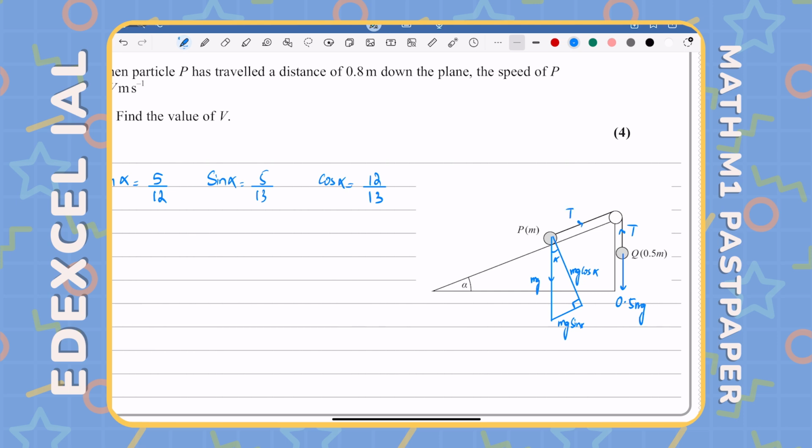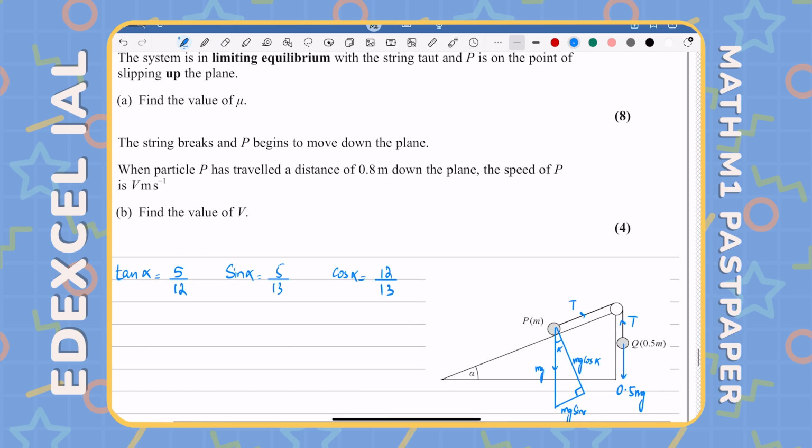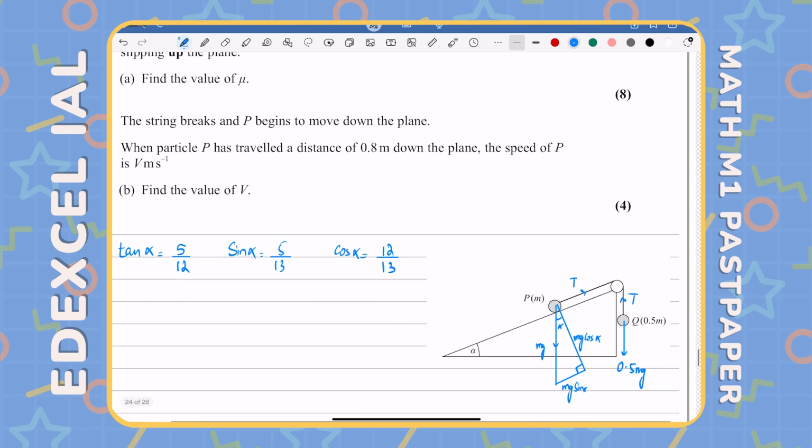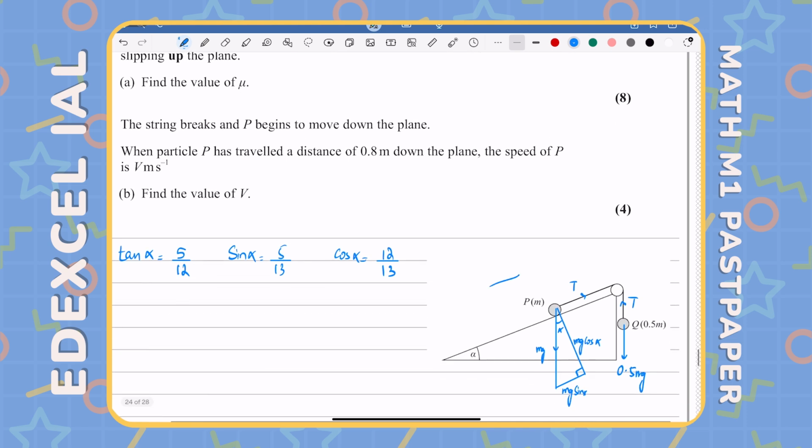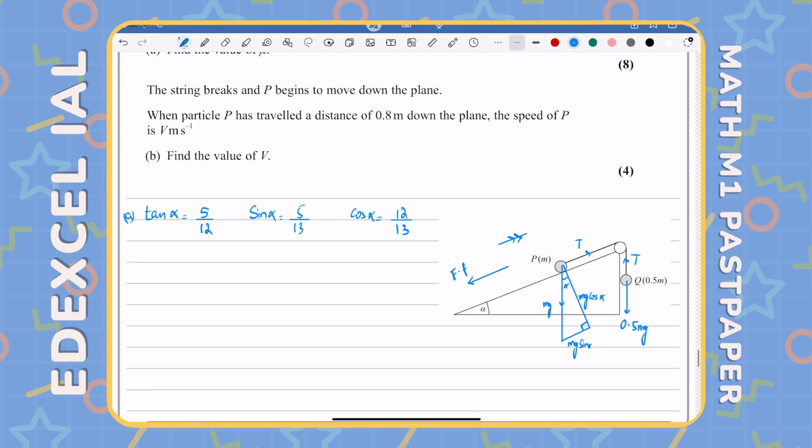And here's tension. Now, although it's in limiting equilibrium, it's on the point of moving, P is on the point of slipping up the plane. So that means the direction in which it will move is up the plane, and I like to show that with the double arrow. And if it's about to move up the plane, that means the frictional force will be acting down the plane.